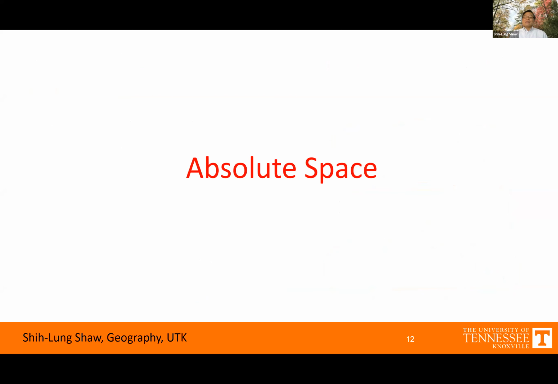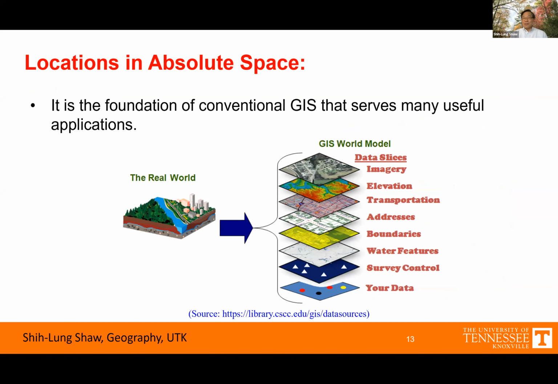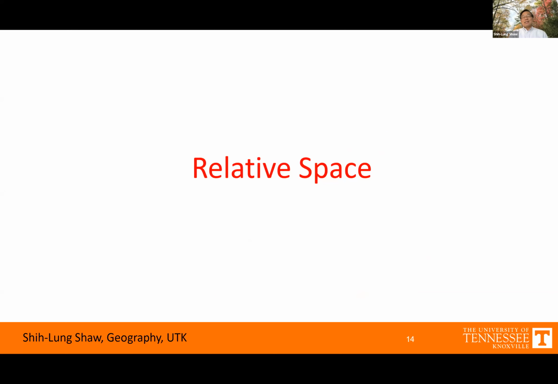So absolute space, this is the foundation of conventional GIS that serves many useful applications. We are not arguing that conventional GIS is no longer useful. In fact, conventional GIS will continue to be important and continue to be very useful for many applications. Okay, but locations in absolute space, we argue, probably will not be sufficient to handle what we need to deal with in today's world. So how about relative space?